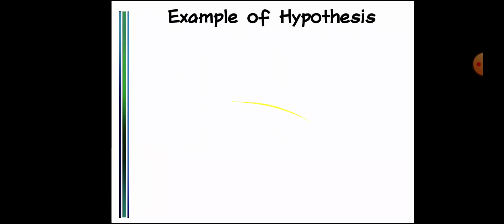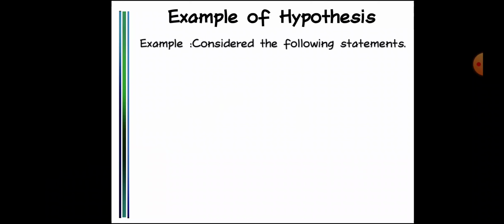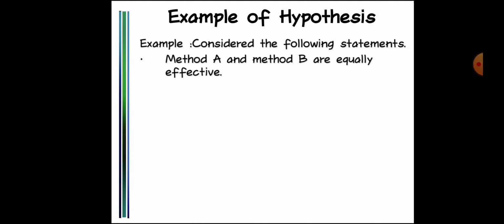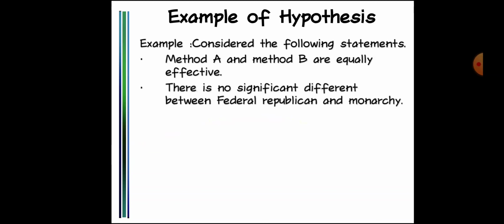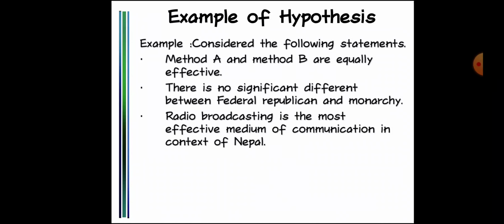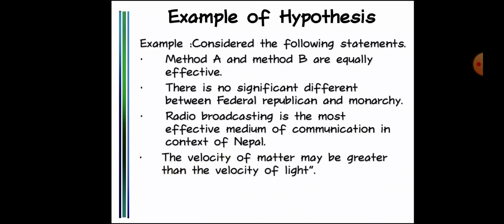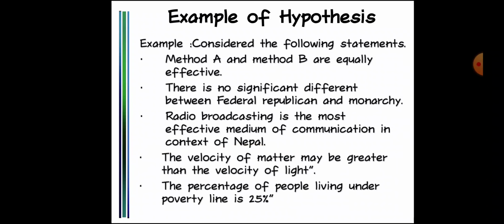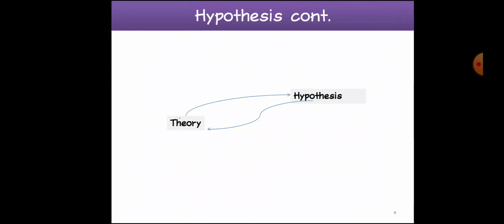Examples of hypothesis. Consider the following statements. Method A and method B are equally effective. There is no significant difference between federal republic and monarchy. Radio broadcasting is the most effective medium of communication in the context of Nepal. The velocity of matter may be greater than the velocity of light. The percentage of people living under the poverty line is 25%.